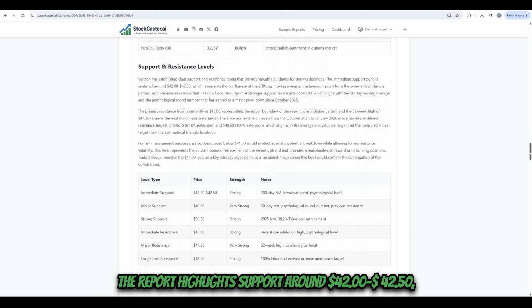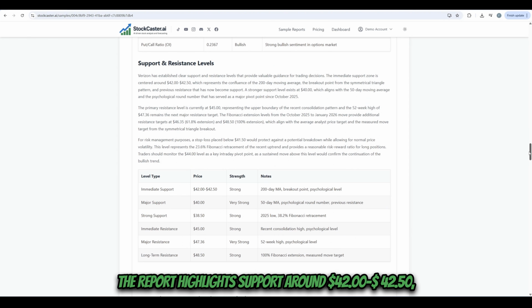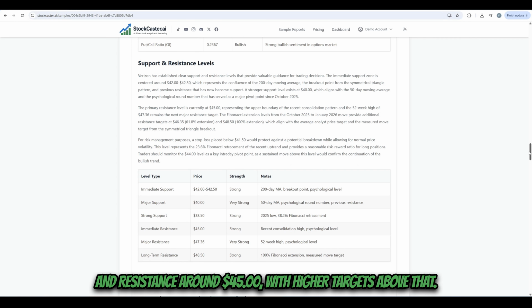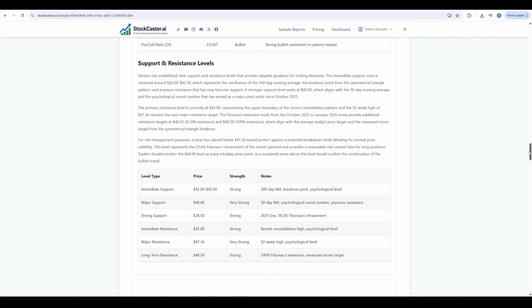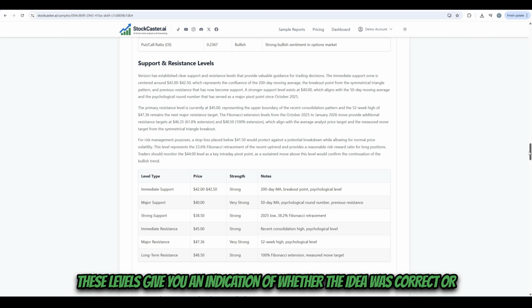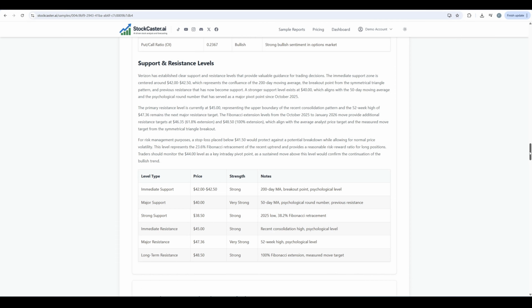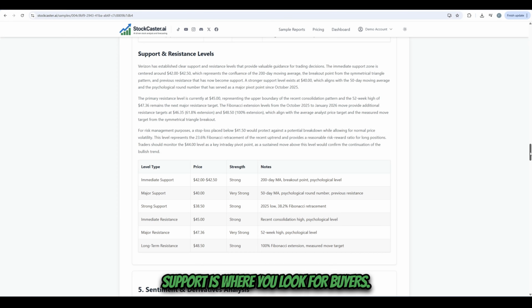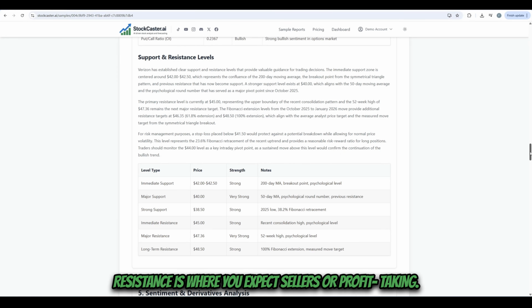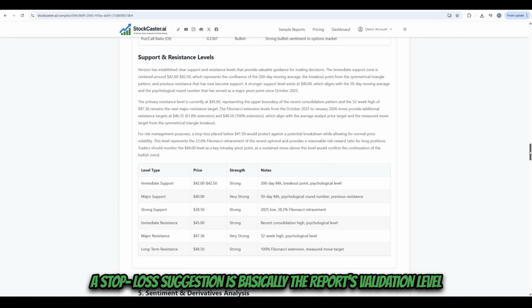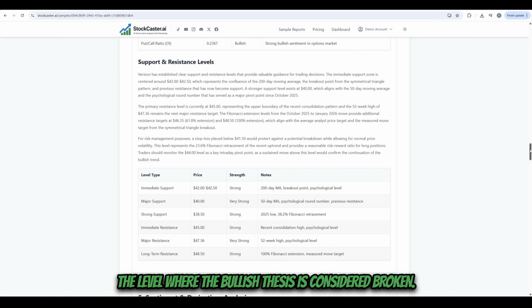The report highlights support around $42, $42.50, and resistance around $45, with higher targets above that. These levels give you an indication of whether the idea was correct or not based on the level holding or breaking. How to read it? Support is where you look for buyers. Resistance is where you expect sellers or profit-taking. A stop-loss suggestion is basically the report's invalidation level, the level where the bullish thesis is considered broken.